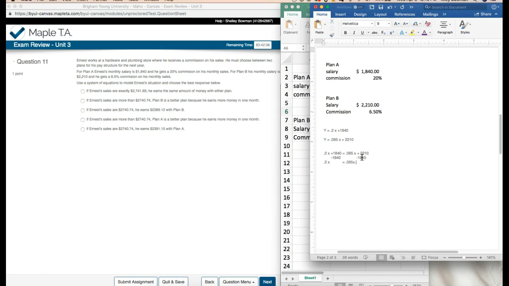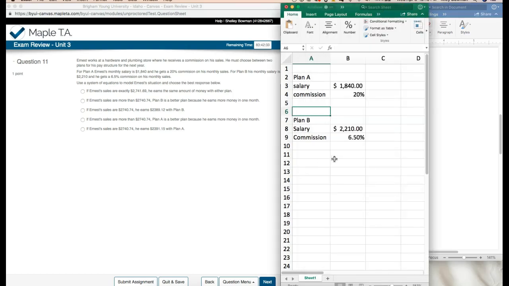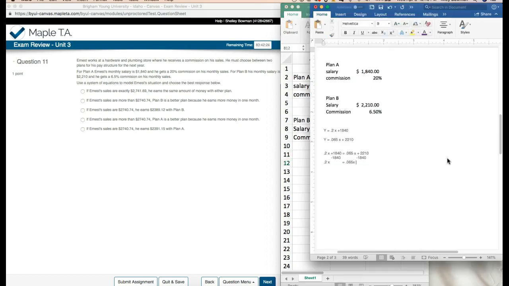0.065x, and then 2,210 minus, you know what, it's right here, so let's just subtract these, equals this minus this. Just doing some quick cell referencing, and we got 370. So this is positive 370. If you weren't comfortable with that, go ahead and you can type it out again or use a calculator if you'd like.